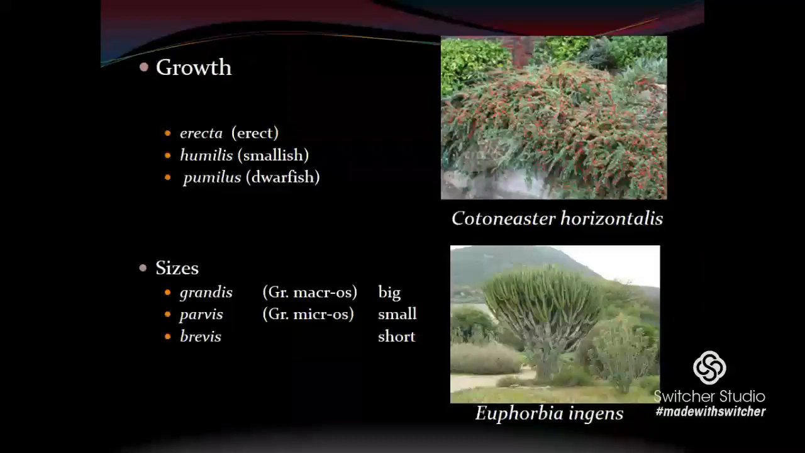Okay, I mentioned the Euphorbia ingens right in the first lecture, the Nalburg. That's the Euphorbia that's huge, gigantic. Ingens. And the Cotoneaster horizontalis is one of those words you don't really need to study. You know what horizontalis means.